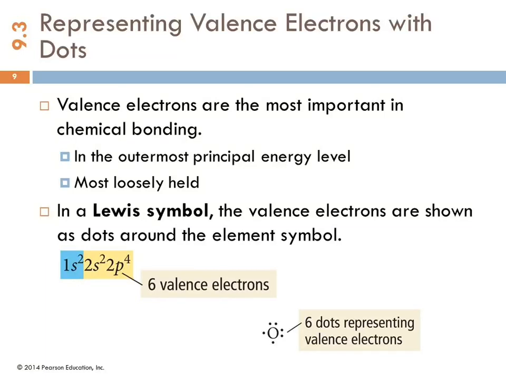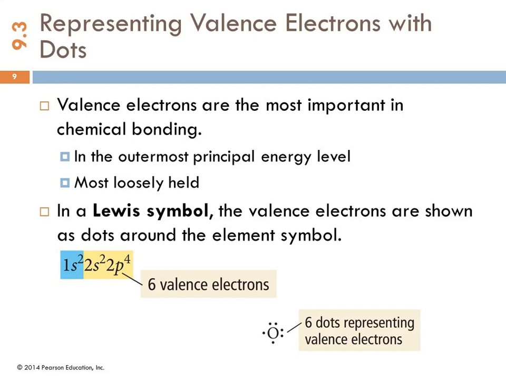So we use dots to represent valence electrons. Valence electrons are the most important. They're on the outside. They're in the highest principal energy level. They are the most loosely held. They are the ones that are going to interact with other atoms.